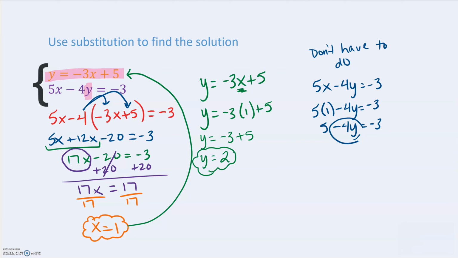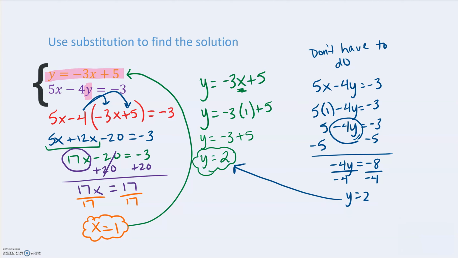This is my circle of don't touch, so I'm going to subtract 5 from both sides, and I end up with negative 4y equals negative 8. Divide both sides of this equation by negative 4, and I get that y equals 2, which is exactly what we got earlier. But look at how much more work that was. You can absolutely do it, and it is great practice for multi-step equations. But it is definitely a lot more work, so there's more room for error.